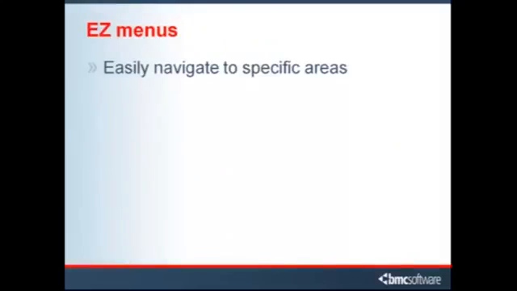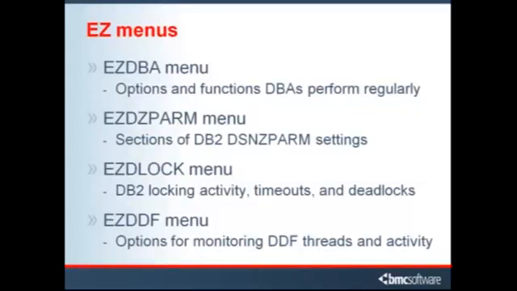MainView for DB2 includes a set of easy menus, allowing users to easily navigate to the specific area of DB2 monitoring data that they wish to display. For example, the Easy DBA menu will display options and functions which DBAs perform on a regular basis. The Easy DZPARM menu will display the sections of the DB2 DSNZPARM settings. The Easy DLOCK menu displays DB2 locking activity, timeouts, and deadlocks. The Easy DDF menu displays options for monitoring DDF threads and activity.